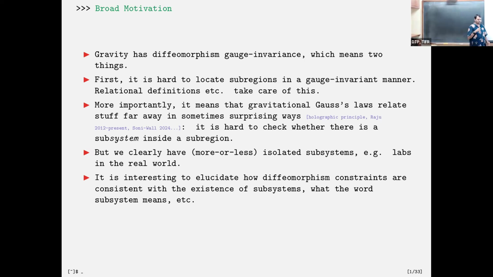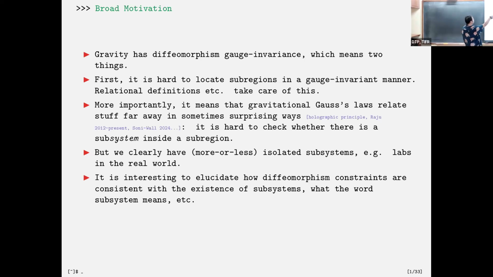Sorry, just an aside: is the point that we can try to define gauge invariant observables, but subsystems have additional requirements? Yes, exactly. I think I said those exact words.